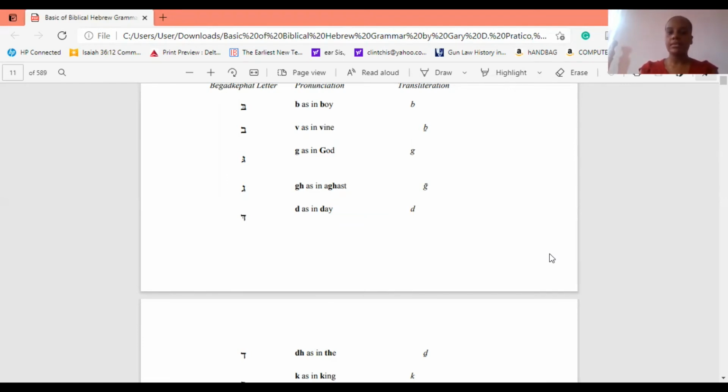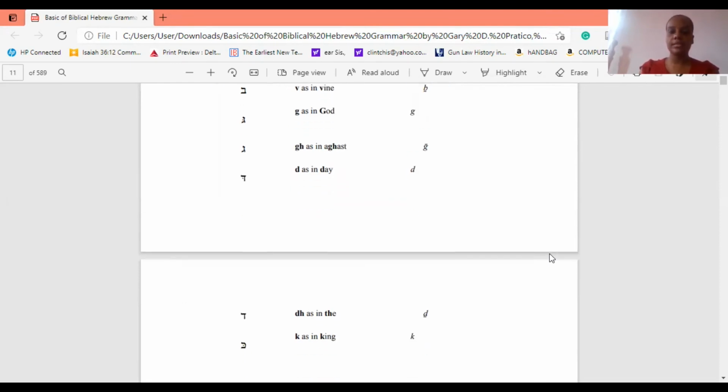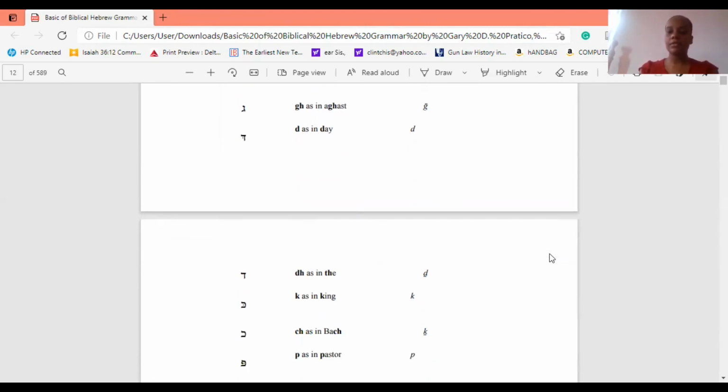Thirdly, we have Dalet, D as in day. That's the hard pronunciation. That's when it has the Dagesh Lene, and the transliteration is D. Without the Dagesh Lene, which is a soft pronunciation, it is DH as in the. And the transliteration is D with the horizontal line below the D, or DH. Fourthly, we have Kaf. The hard pronunciation, that is a pronunciation with the Dagesh Lene, is K as in king, and the transliteration is K. Without the Dagesh Lene, which is the soft pronunciation, it is CH as in back.